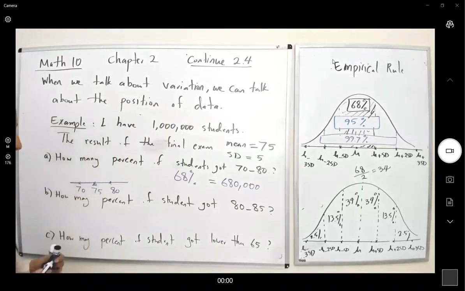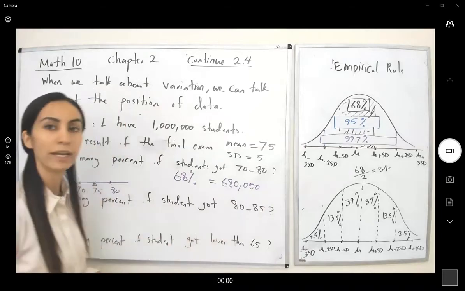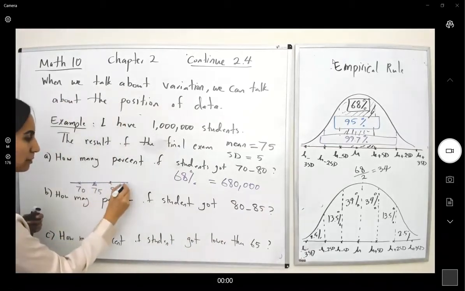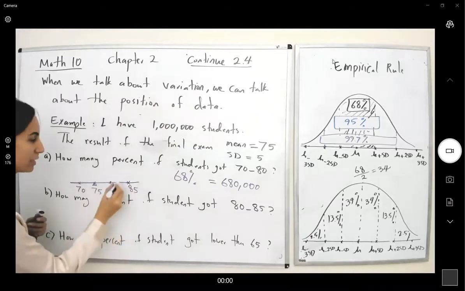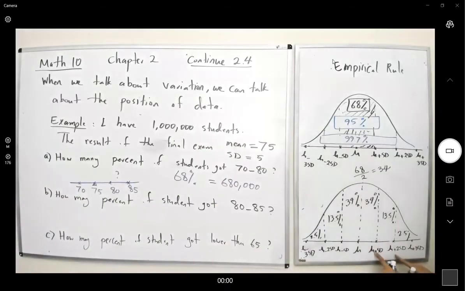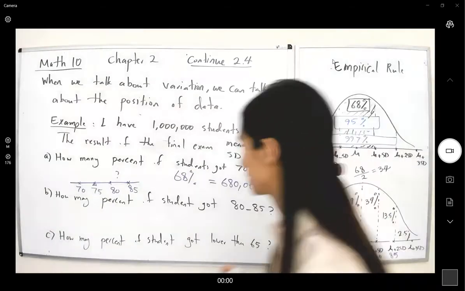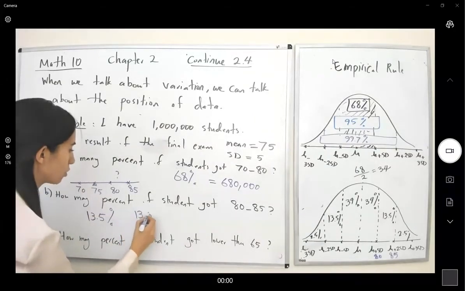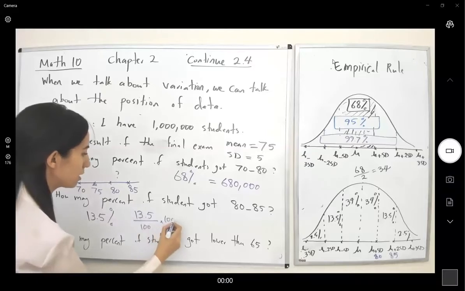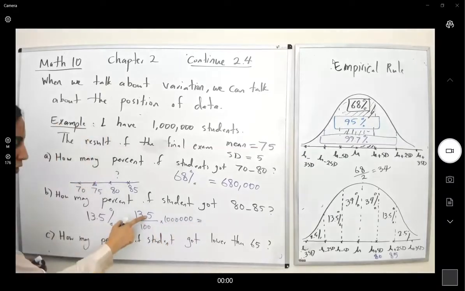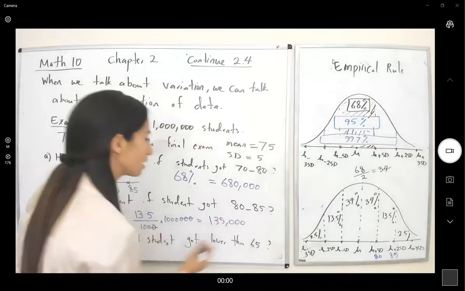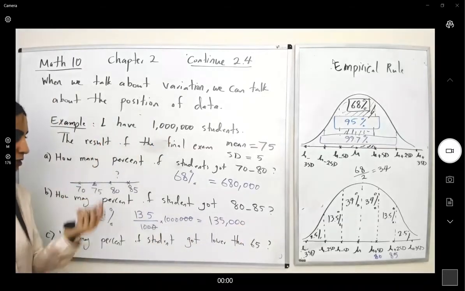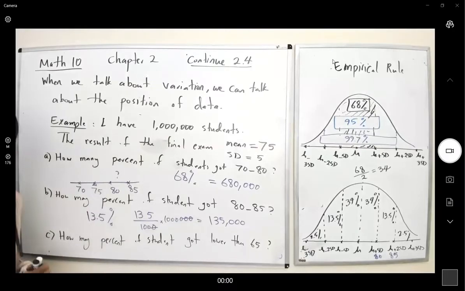Okay, this is a good result. It's not that bad. How many percent of students got 80 to 85? 80 to 85. Where is this piece? This piece is actually here. 13.5%. So it means that we have 13.5% of 1 million. We can cancel out 3 zeros and 3 zeros. 135,000 students got 80 to 85. That's very good. That's a good result. That's good news.